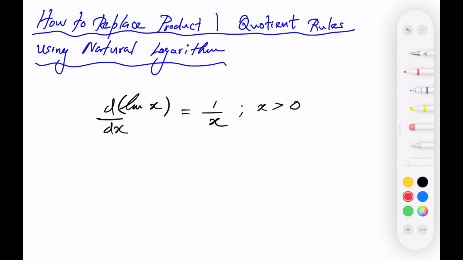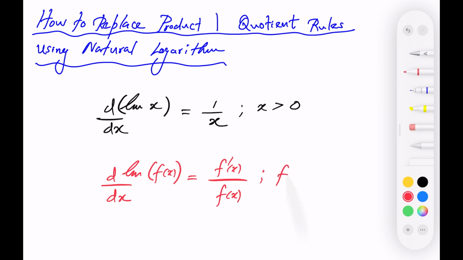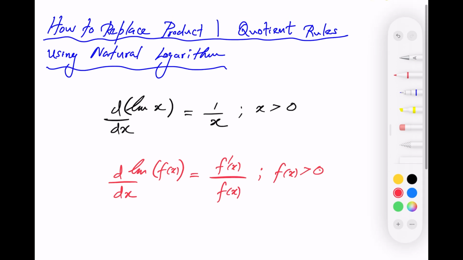And then we saw how to differentiate the implicit functions of the natural logarithm function, which means if I have to differentiate natural logarithm f of x with respect to x, d by dx of ln f(x), we proved that this is equal to f prime x in the numerator and f of x in the denominator, where f prime x is the first derivative of f of x, and f of x should be greater than 0.